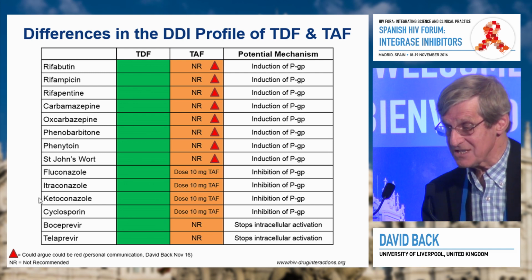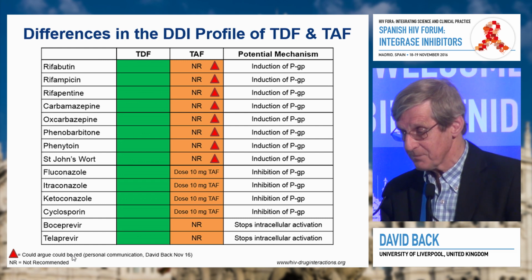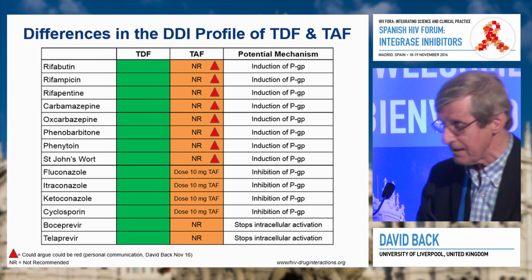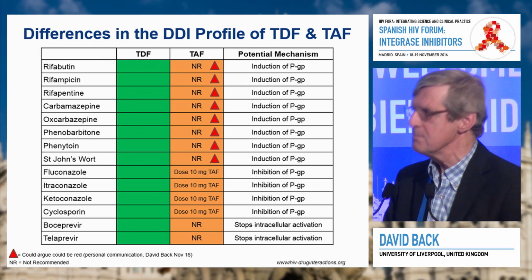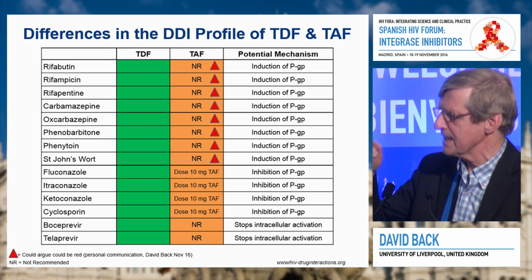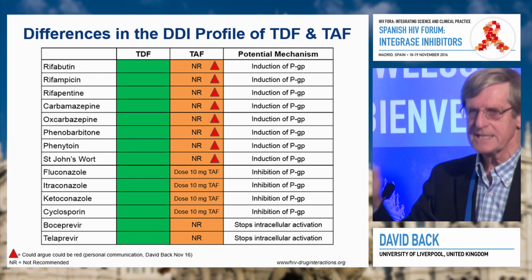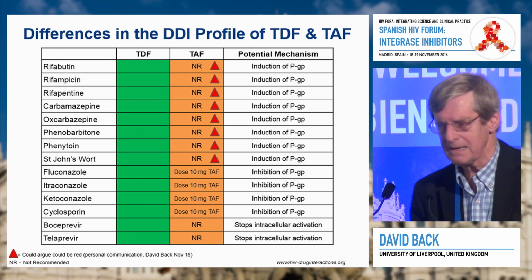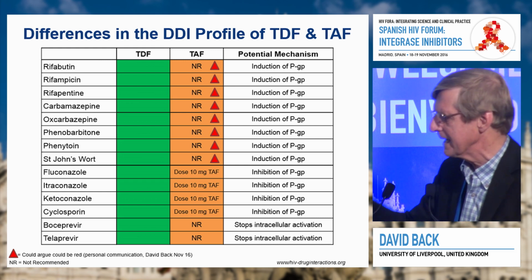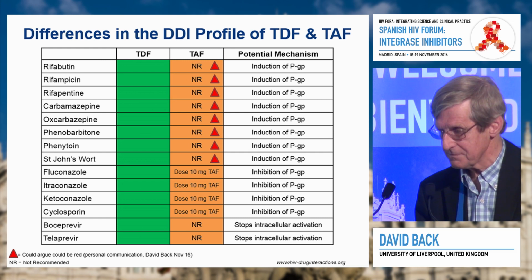And then there's some azoles. And the issue with the azoles and some other drugs is that the label says with TAF, dose 10 milligrams of TAF, which you can't do if you're in the States because you haven't got it in Descovy, and you can't do with Genvoya because it's 25 milligrams. So it gets actually quite complicated around the dosing, or it can get complicated around the dosing of TAF.